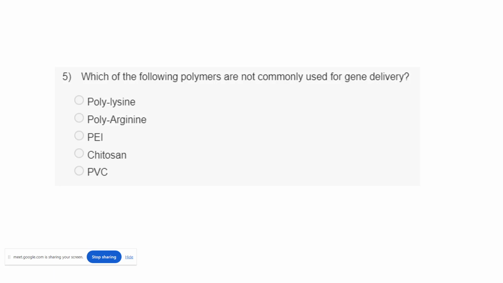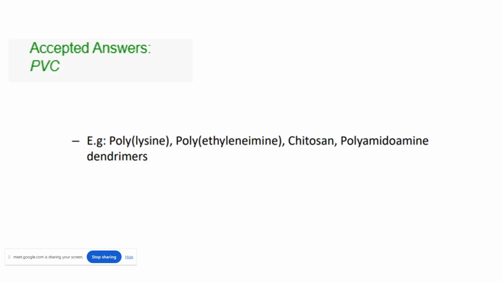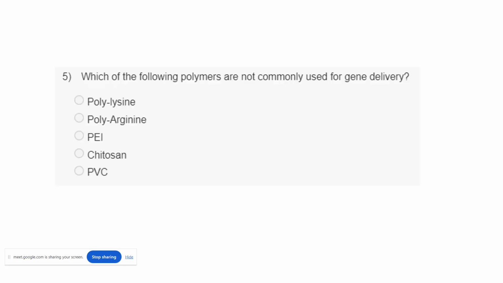Yes, all of you are correct. It would be PVC. PVC is a common polymer that is used for pipes, wire, cable insulation, plastic bottles, and other things. Apart from that, all of the other polymers, polylysine, polyarginine, polyethylenimine, and chitosan, are commonly used for gene delivery.